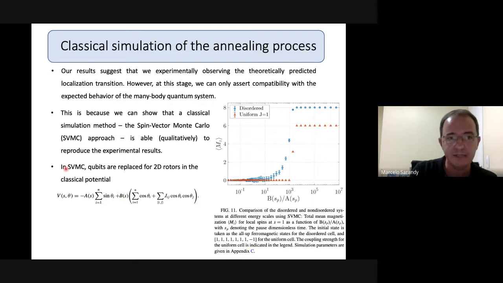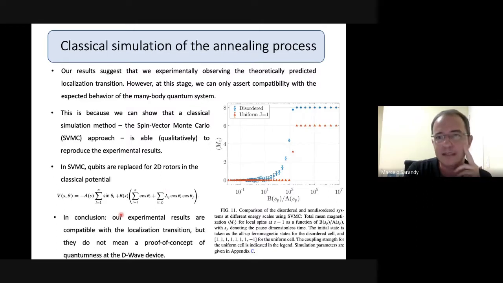In the SVMC, the qubits in the Hamiltonian are replaced by 2D rotors. I replace sigma z by cosine of theta and sigma x by sine of theta, and then I have a classical potential and 2D rotors. And then I implement Monte Carlo practically as usual, right, Metropolis. And if we do that, what we get is a behavior that is similar to our quantum experiment. So I can see here the onset of memory in the order of 10 for the disorder, right? So not 10, a little bit less. So it's close to the critical point that we found before. And for the uniform system, I can see for very, very strong disorder the onset of memory.